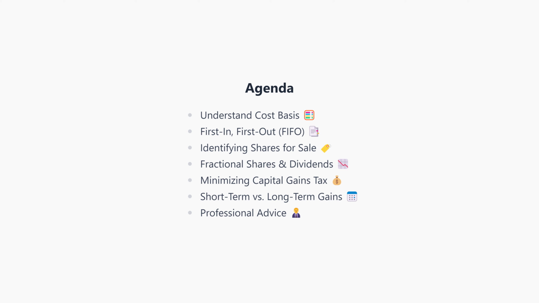We'll start with understanding the concept of cost basis. Then we'll discuss different methods, like FIFO, when selling shares, and the process of identifying specific shares for sale. We'll also touch upon fractional shares and dividends, strategies to minimize capital gains tax, the implications of short-term versus long-term holdings, and emphasize the importance of seeking professional advice.